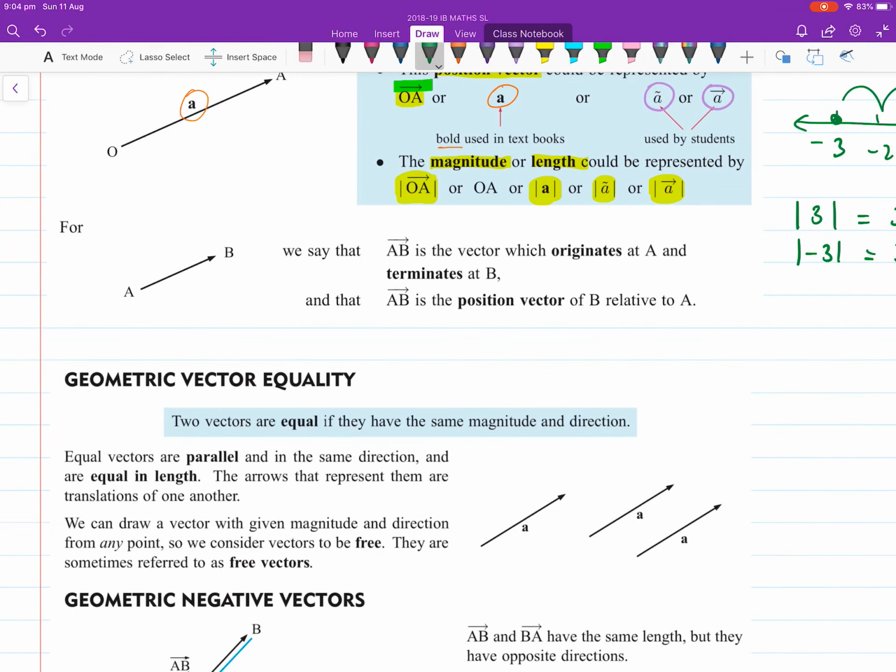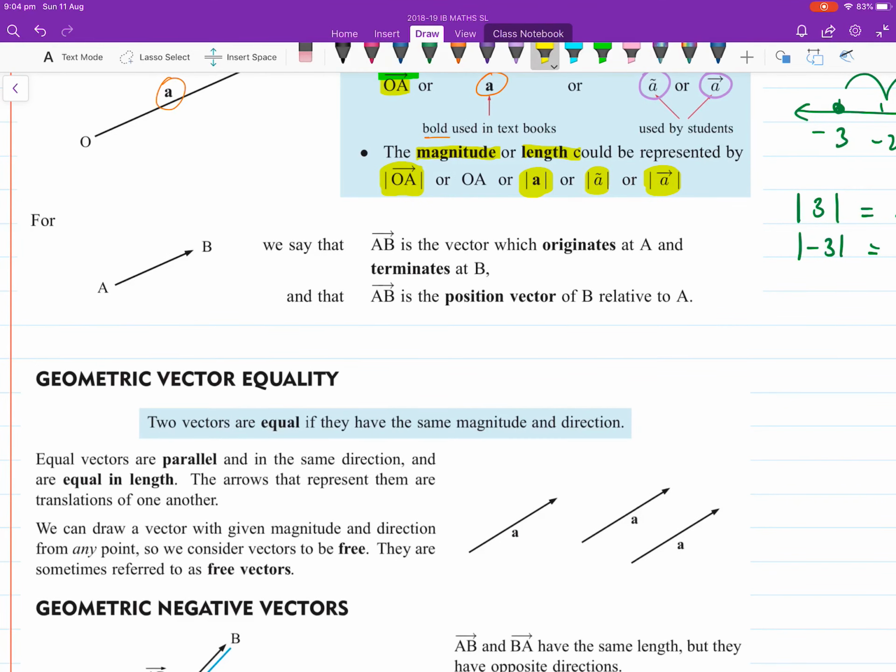Okay, some more language. So here if I have a vector AB, and it originates from A and terminates at B, that's just the language we use there. And we would say that AB is the position vector of B relative to A.